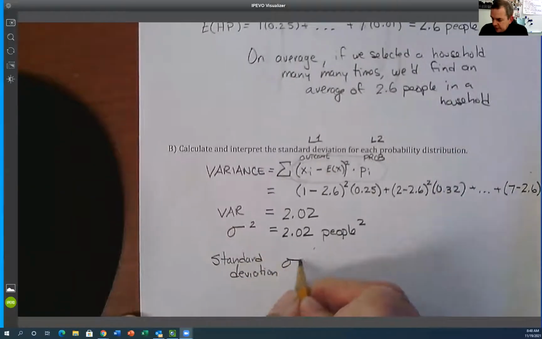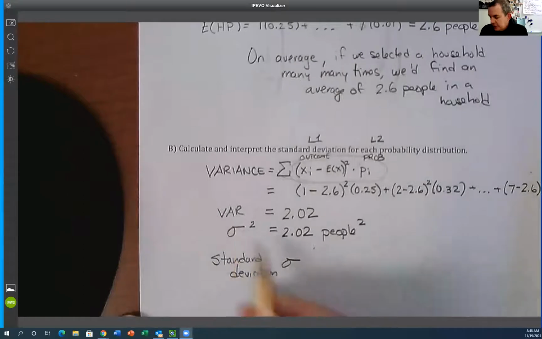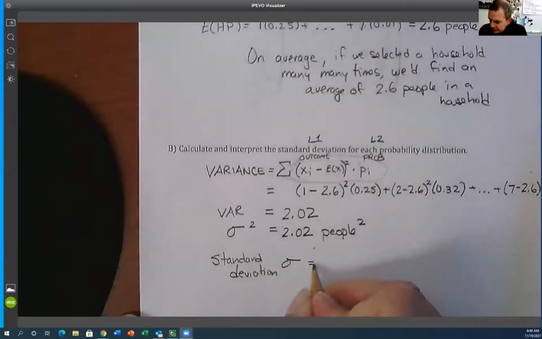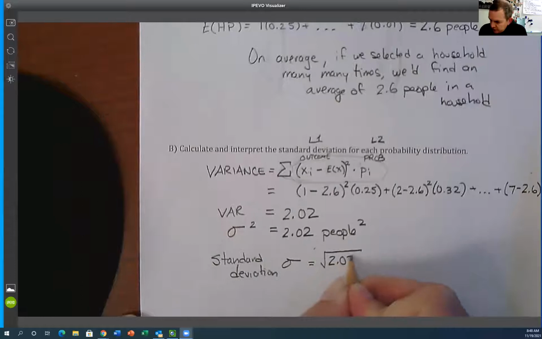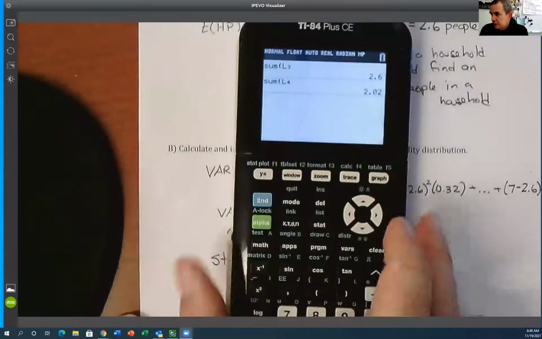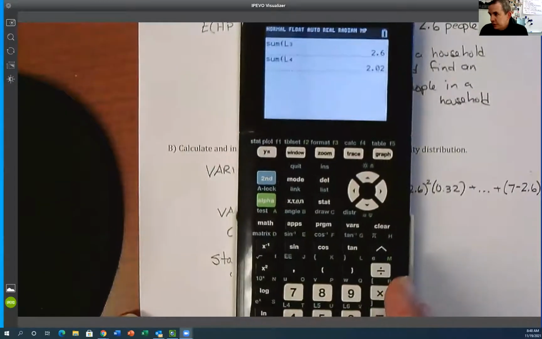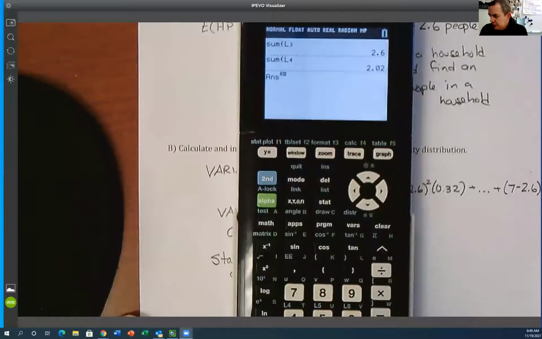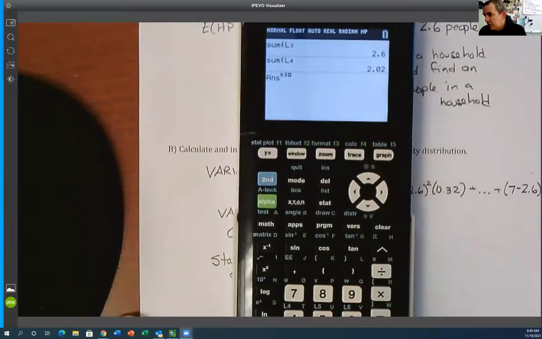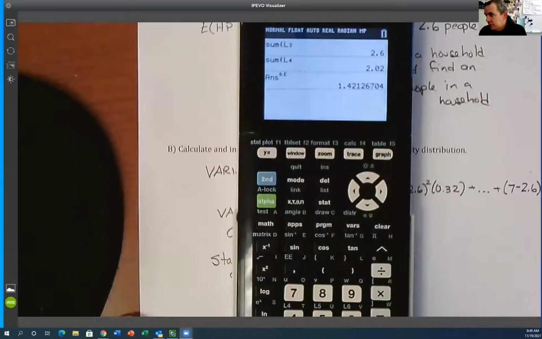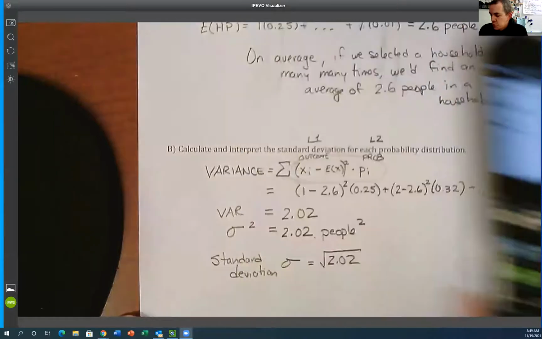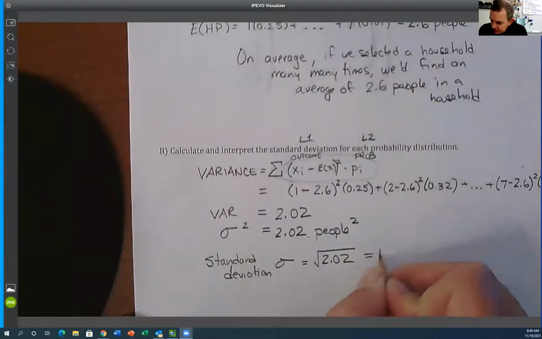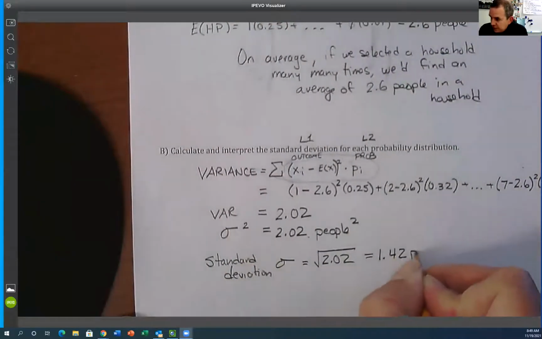To figure out standard deviation is this simple. The way I turn a sigma squared into a sigma is I take the square root of 2.02. Let me show you a good, easy way to do it. You hit this little arrow key here. It's going to take my answer, 2.02. I'm going to raise it to the 0.5 power. One half is like taking the square root. So it's 1.42. My standard deviation is 1.42 people.